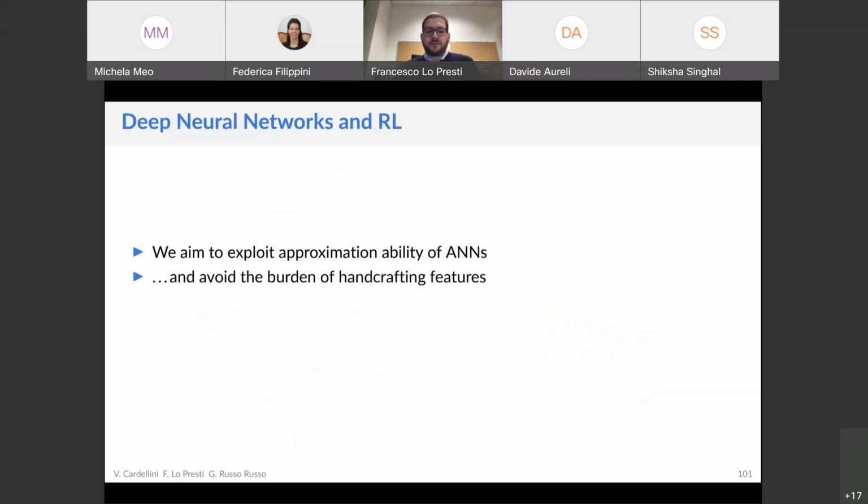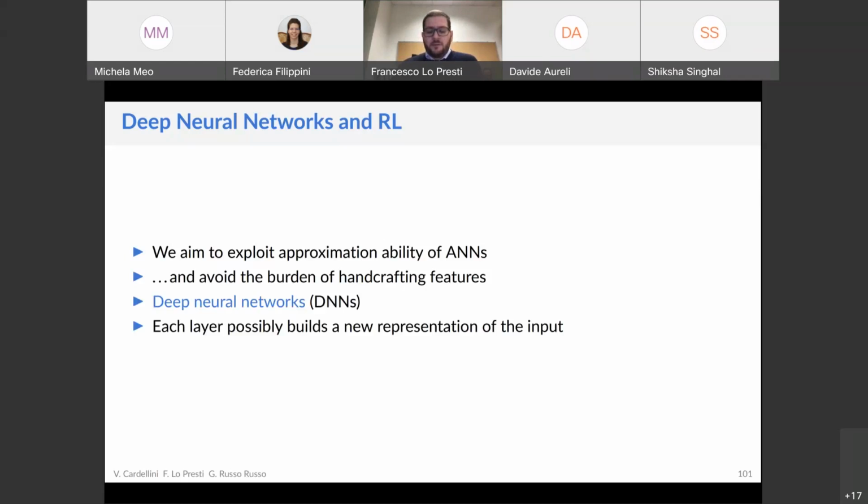And we want to exploit such approximation ability of the artificial neural networks, while we also want to have the network take the burden of constructing features for our problem. So we want to relieve the user from this burden of handcrafting features. For this purpose, deep neural networks are especially useful.